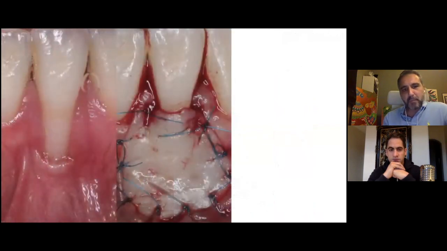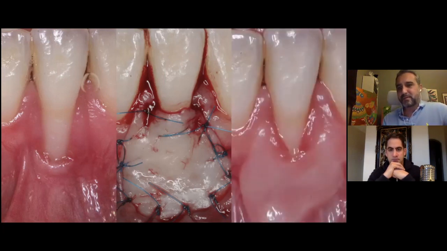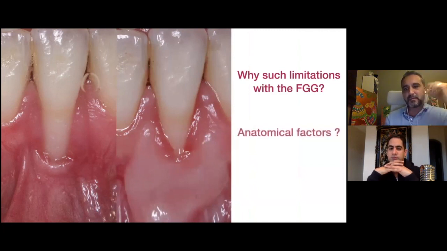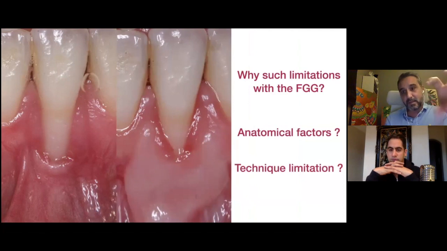So once again, in this case, we have a situation where, at the end of the surgery, we are very happy. We have covered everything. We have a very high papilla, so that means that anatomically, we have good conditions to have a good situation at the end. But still, after healing, we still have a remaining defect. And if you compare the picture before and after, you can see that in terms of root coverage, it's very, very, very limited. So the question is always why? Why are we struggling with this outcome? Is it anatomical factors which are implicated, or technique limitation?